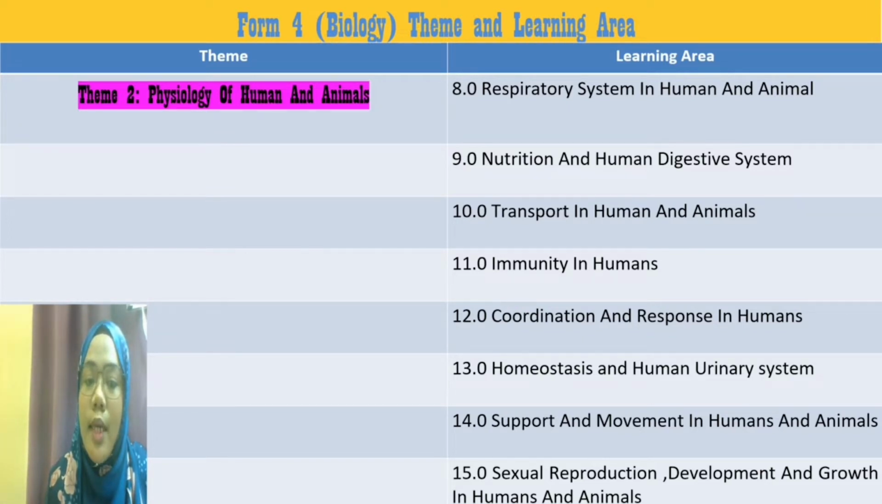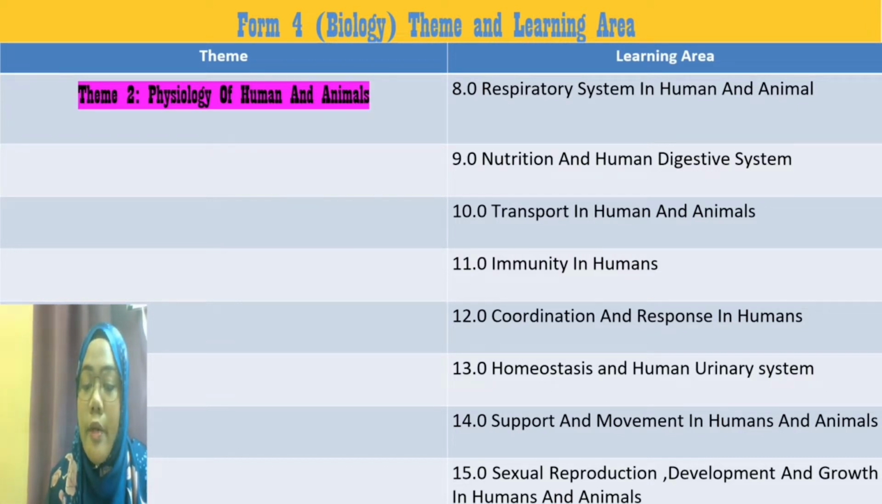Theme 2, Physiology of Human and Animals. For Chapter 8, students will learn about the respiratory system in humans and animals. Chapter 9, Nutrition and Human Digestive System. Chapter 10, Transport in Human and Animals. Chapter 11, Immunity in Humans. Chapter 12, Coordination and Response in Humans.